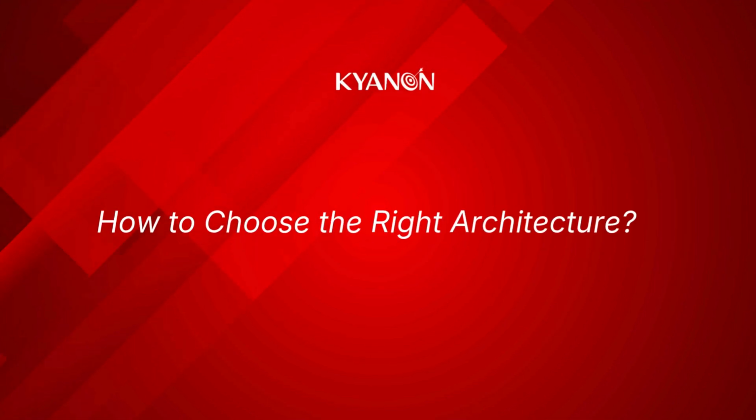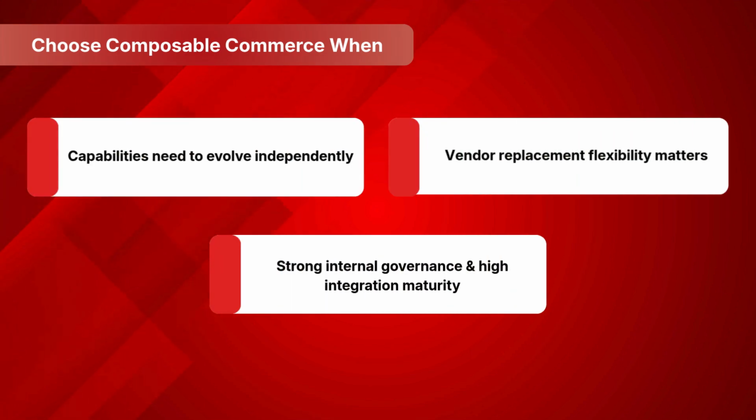How to choose the right architecture. Choose Composable Commerce if your capabilities need to evolve independently, you need vendor flexibility, and your team has strong governance and high integration maturity to manage many services cleanly.